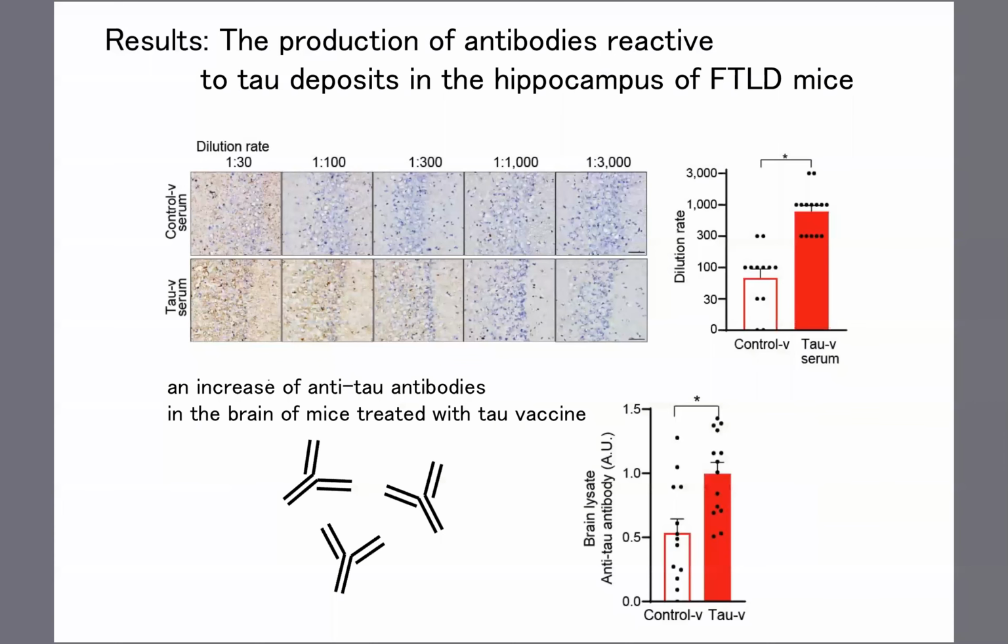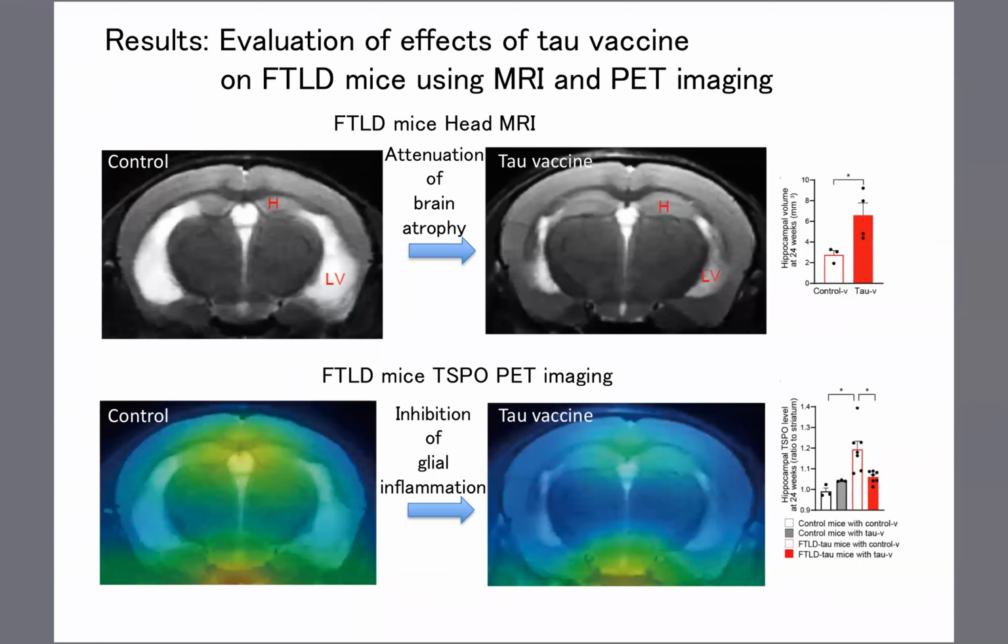In order to explore immunoreaction following tau vaccine inoculation, we analyzed anti-tau antibody generated in mouse serum. The production of antibody reactive to tau deposits in the hippocampus of FTLD mice was confirmed by treatment with serum from mice treated with tau vaccine relative to control vaccine. In addition, an increase of anti-tau antibody in the brain of mice treated with tau vaccine was detected. We evaluated the effect of tau vaccine on FTLD mice using MRI and PET imaging. Volumetric analysis of MRI data demonstrated an alleviation of hippocampal atrophy by tau vaccine, indicating that tau vaccine suppressed neural loss.